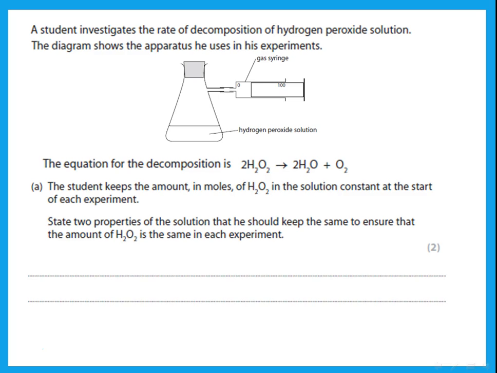A student investigates the rate of decomposition of hydrogen peroxide solution. The diagram shows the apparatus he uses in this experiment. The equation for the decomposition is this. The student keeps the amount in moles of H2O2 in the solution constant at the start of each experiment. Now, state two properties of the solution that he should keep the same to ensure that the amount of H2O2 is the same. So when I say I want the same amount in moles, that means I need to have the same volume and the same concentration in order to have the same number of moles.